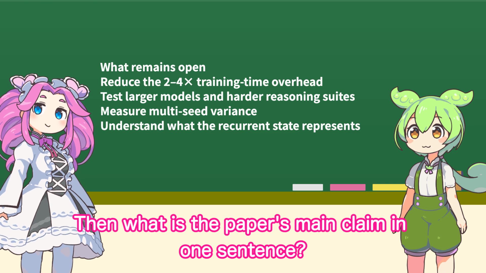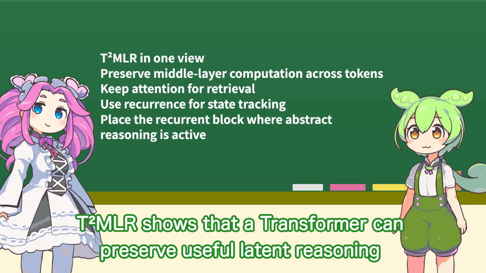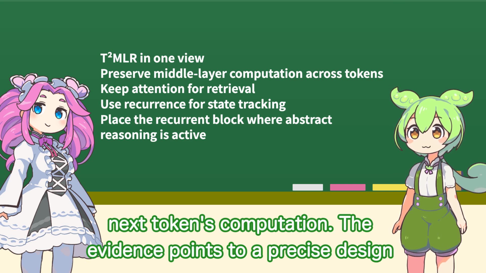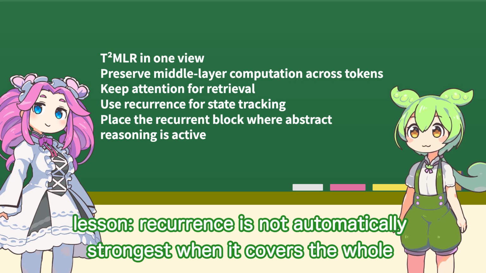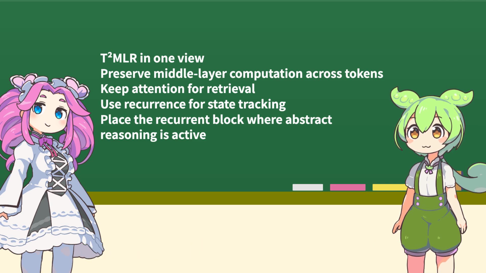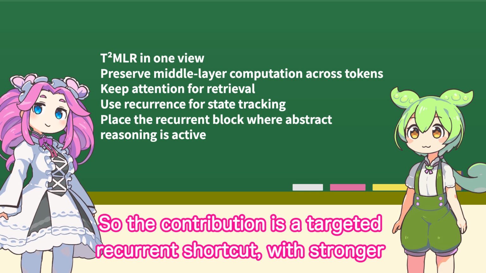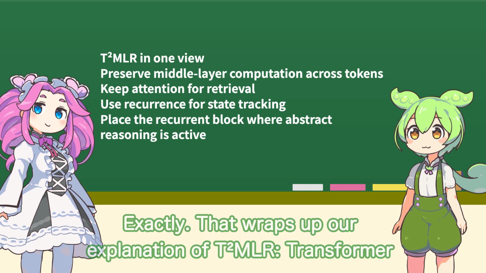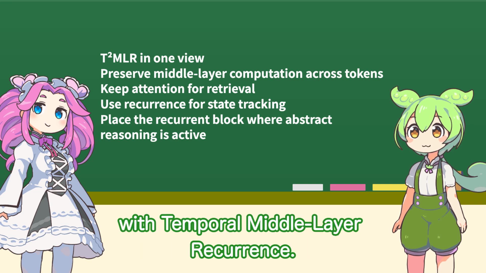Then what is the paper's main claim in one sentence? T2MLR shows that a transformer can preserve useful latent reasoning across tokens by carrying a middle layer state directly into the next token's computation. The evidence points to a precise design lesson: recurrence is not automatically strongest when it covers the whole network. It becomes more effective when it is placed where abstract reasoning is already being computed. So the contribution is a targeted recurrent shortcut, with stronger reasoning at nearly standard inference cost, but a real training time bill. Exactly. That wraps up our explanation of T2MLR, transformer with temporal middle layer recurrence.